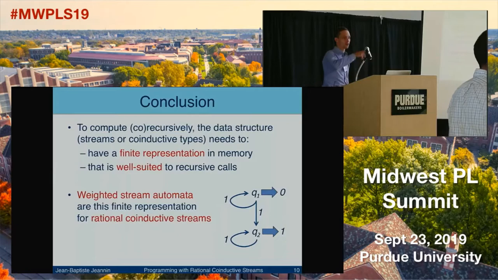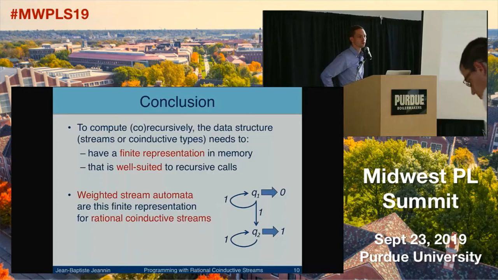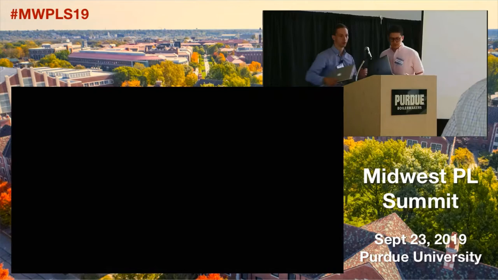Yeah. More questions? Yeah. Why don't you? So this may actually be a question about your previous work, but I can imagine defining a map function for lists as I would normally. I could also define a co-recursive map function for streams. Yeah, that's one of our standard examples. Yeah, can do it.